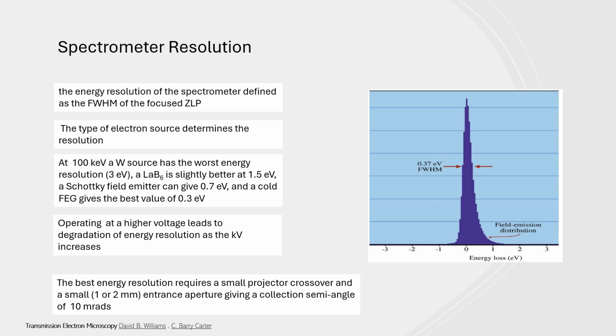Spectrum resolution: the energy resolution of the spectrometer is defined by the FWHM of the focused zero loss peak, and the type of electron source also determines the resolution, as I have already talked about. At 100 kiloelectron volts, a tungsten source has the worst energy resolution, around 3 electron volts, where a lanthanum hexaboride is slightly better than that at 1.5 electron volts, and a field emitter can give 0.7 electron volts, which is quite good resolution, and a cold FEG gives the best value of 0.3 electron volts.